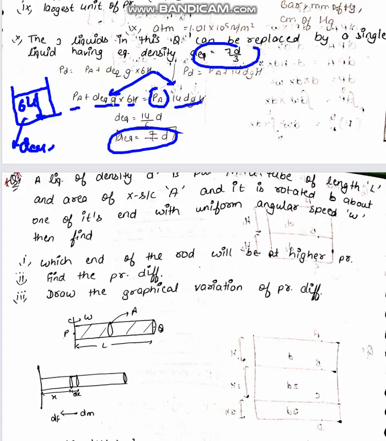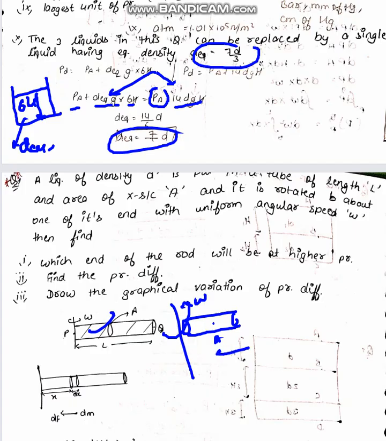Next is a question on a rotating tube. The tube is rotated, and in the tube there is a certain liquid fully filled, and it is rotated about one end. So we need to find which end will be at high pressure. Let's understand the mechanics of this. If it is rotating with an angular velocity omega, let us consider a point A inside the liquid.